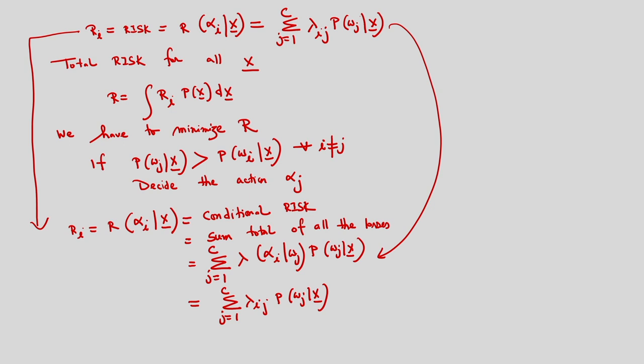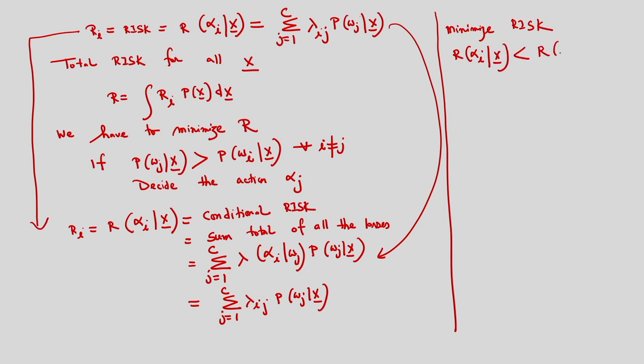Now we have to minimize the risks. So how to minimize the risks? I can show like this. Minimize risks: R alpha i given x is less than R alpha j given x for i not equal to j. So that means I have to minimize the risk. For minimization of the risk, we have to consider the action alpha i, because the risk alpha i given x is less than risk alpha j given x. So this is the definition of the loss and this is the definition of the risk. This we have considered.